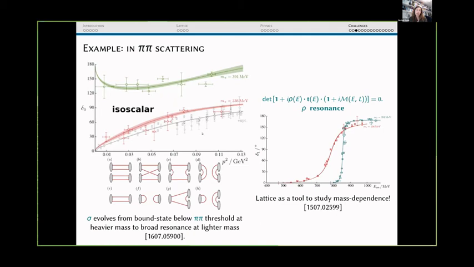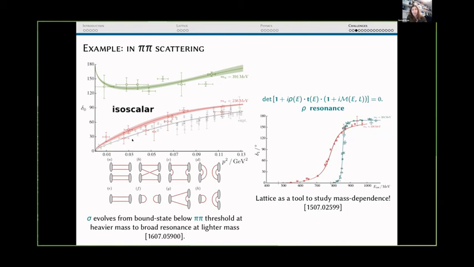And we can do more interesting or more exotic states, including isoscalar pi-pi scattering. So this is the sigma meson, which again, for two different pion masses, you can see that it evolves from a bound state below pi-pi threshold, that's the green curve that you see on the plot up here, to a broader resonance at lighter pion masses.